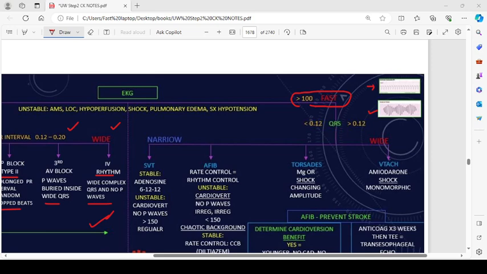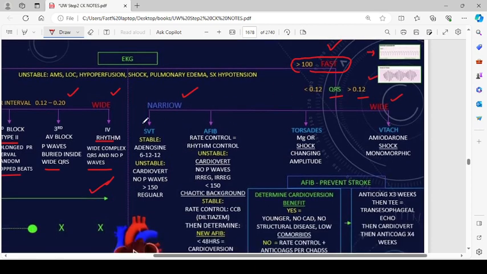We were talking about tachyarrhythmias, like if the heart rate is more than 100 beats per minute. Now again we look at the QRS, if it is narrow or wide. If it is less than 0.12 seconds, it is narrow. If it is more than 0.12 seconds, it is wide. So the narrow situations are in supraventricular tachycardia and atrial fibrillation, and the QRS is wide in torsades and VTach, which is ventricular tachycardia.